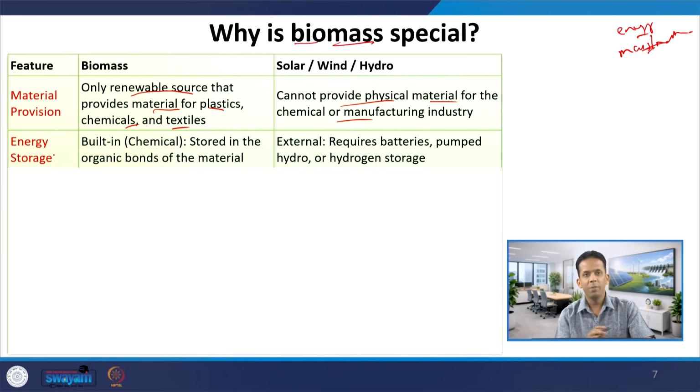Energy storage: biomass works on its stored chemical energy. So, it has a built-in energy storage in the form of chemical energy, which is stored in the organic bonds of the material, and it is that energy which is used when it is converted to some other form like heat or electricity. Solar, wind and hydro, the other renewables, need external energy storage like batteries or pumped hydro or hydrogen storage, because they can provide a source only to generate electricity or energy, but to store it we need some other equipment.